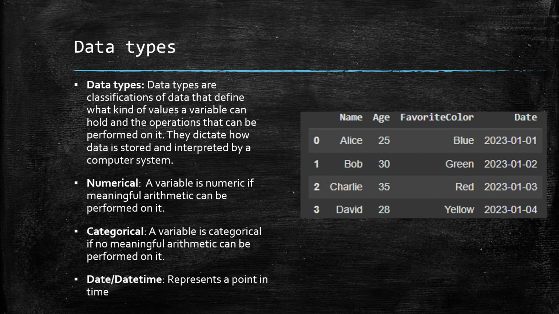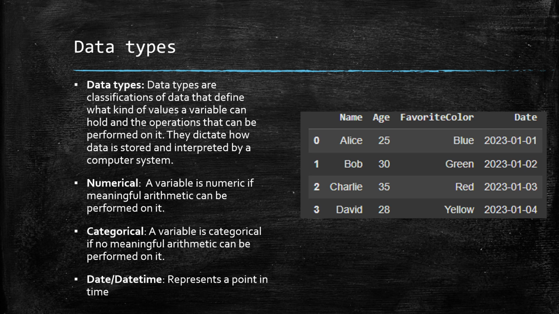Next, let's talk about what data types are. A data type tells us what kind of values a variable can store, what operations we can do with it, and how the computer stores and interprets that data. The different types of data types are numerical, categorical, and datetime. We say that a variable is numerical if meaningful arithmetic can be performed on it. For example, we could calculate the average age of the people in the dataset.